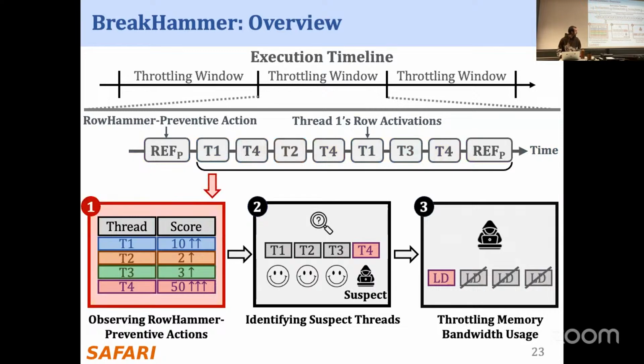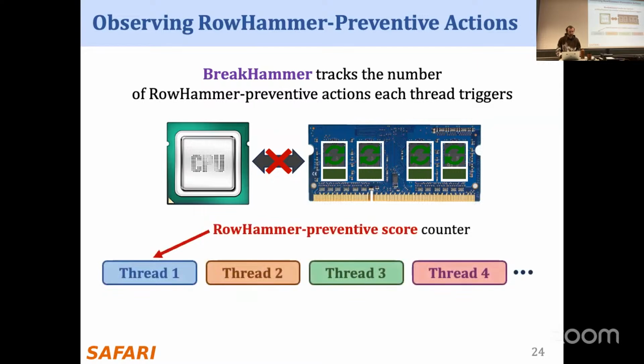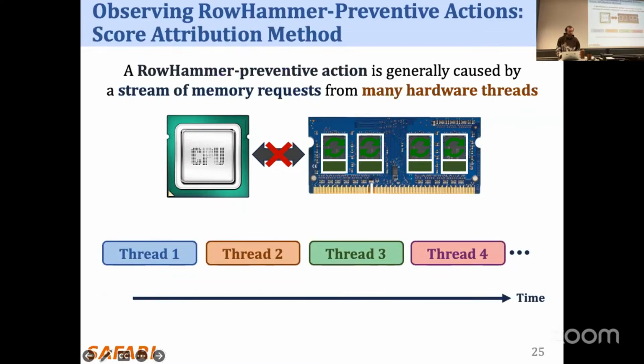Let's start with the first operation of BreakHammer, observing RowHammer preventive actions. BreakHammer tracks the number of RowHammer preventive actions each thread triggers. To do so, it implements a RowHammer preventive action score counter. One cannot directly attribute a RowHammer preventive action score to a single thread because a RowHammer preventive action is generally caused by a stream of memory requests from many hardware threads.